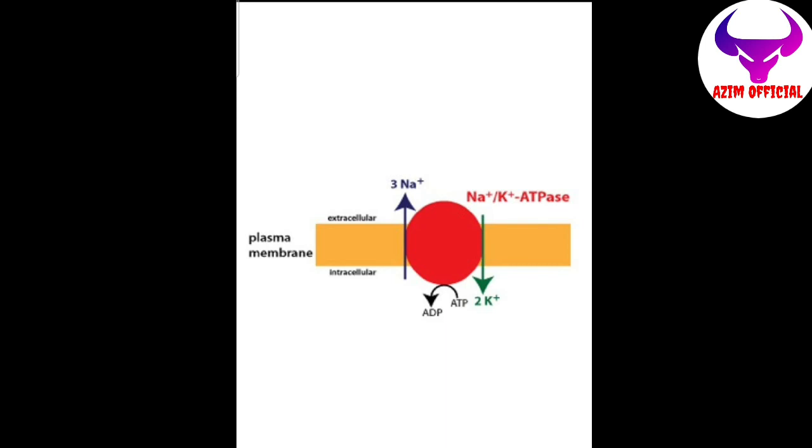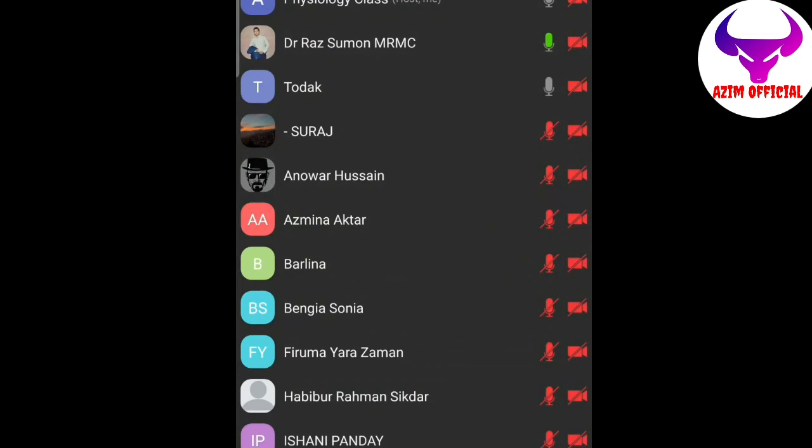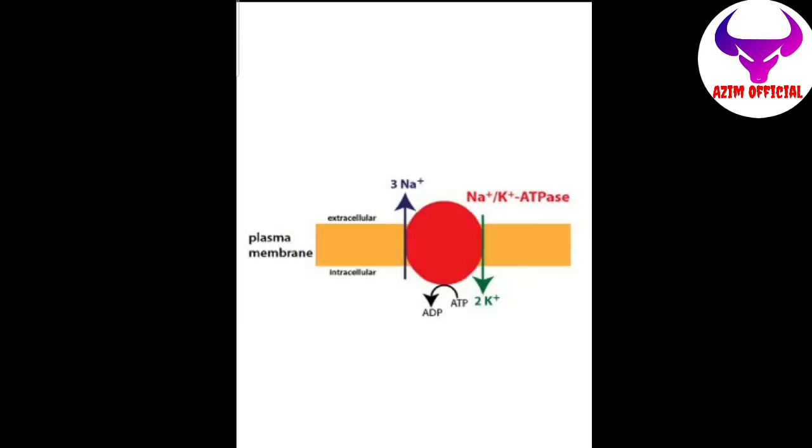Here is the plasma membrane and the sodium potassium ATPase pump. You can see, as I explained, ATP is divided into ADP, and a huge level of energy is released. It helps the three sodium ions bind with their binding site and pushes them to go out, and it also creates a concentration gradient so that two potassium ions go inside the cell.